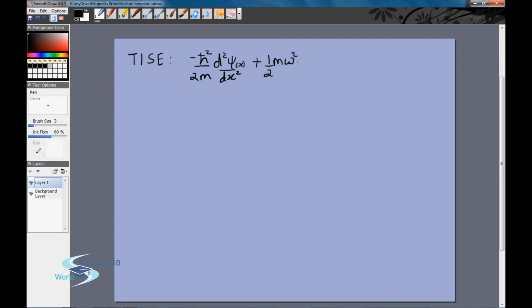So V is half m omega squared x squared multiplied by psi. This is equal to E psi. So this is the equation which we have to solve. And the solutions will give us solutions to a quantum mechanical particle kept in a harmonic oscillator potential.